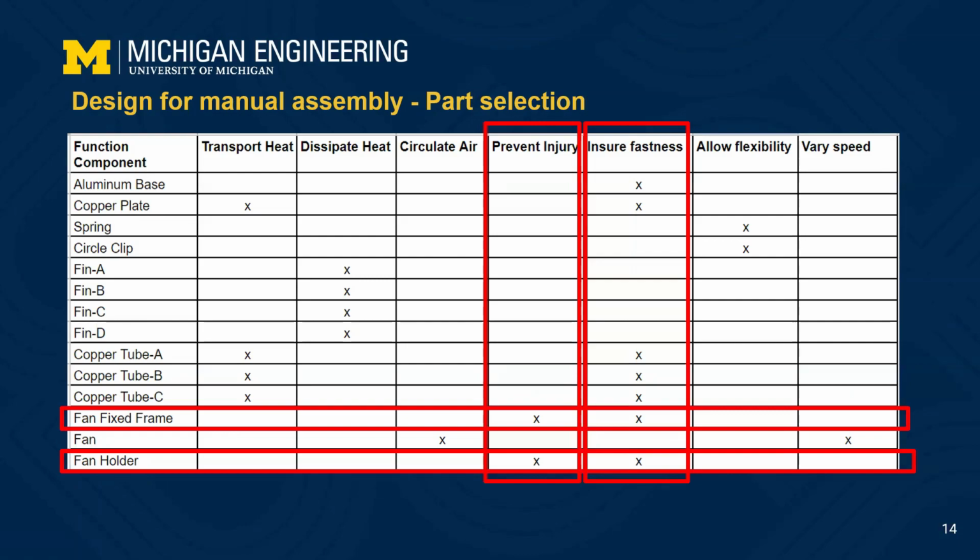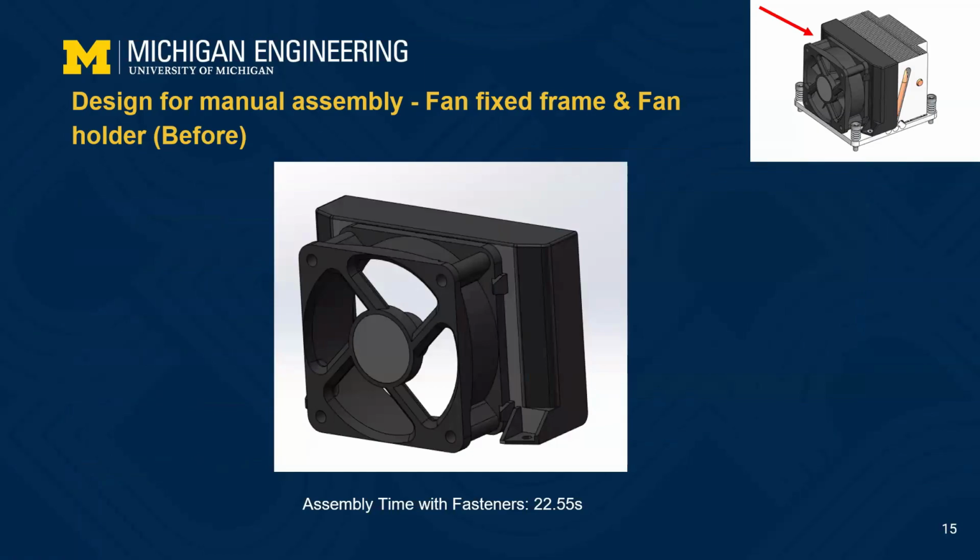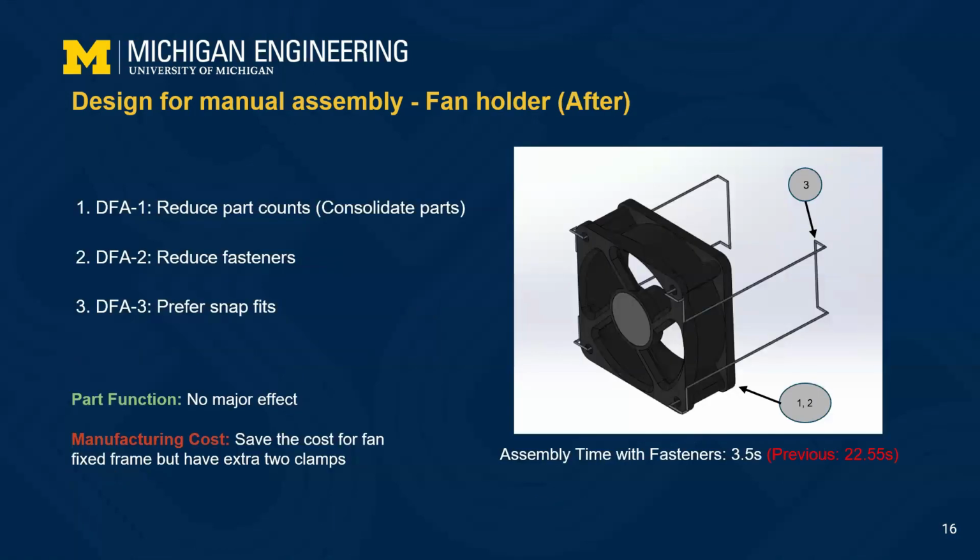As we can see, the fan fixed spring and the fan holder share the same functions to prevent injuries and ensure fastness, so we tried to combine those two parts. It takes 22 seconds to assemble the fan frame, including the fasteners. By combining the two parts, we can eliminate fasteners and use snap fits. Assembly time was reduced to 3.5 seconds. There's no major effect on the part function, but we changed the way to fix the fan frame. We saved the cost for the fan fix frame, but added 2 extra clamps.